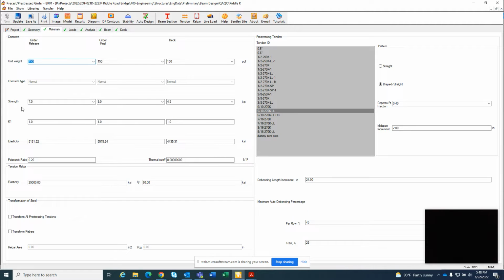Material is pretty much common. Don't forget to check these material strengths. That is really important. You can use this 5 and 7 KSI as per BDM, 7 and 9 KSI if it is not working out. For the longer beam length, let's suppose 100, 110, and beyond, 220, we use 7 and 9 KSI. The bridge I am working on right now is the Riddle Road, so I'm using 7 and 9 KSI as well. Besides that, the unit weight, everything is the same, 150 pounds.